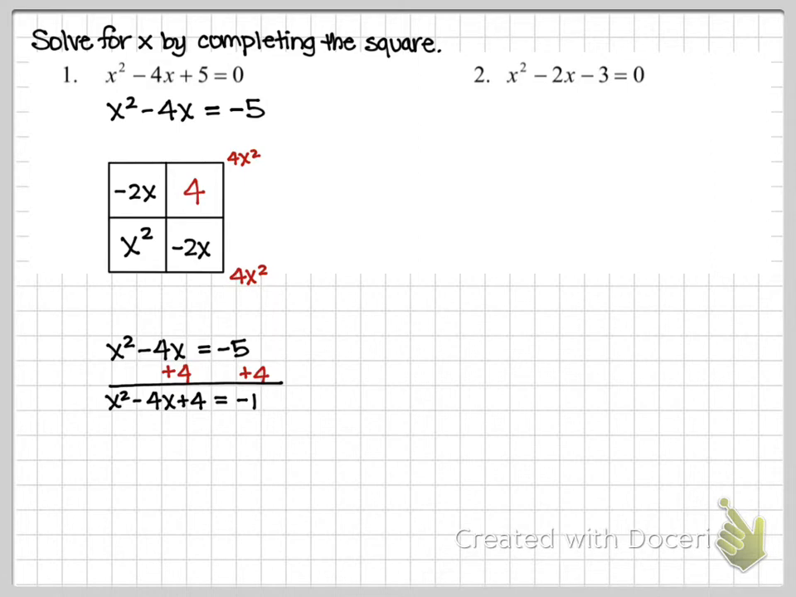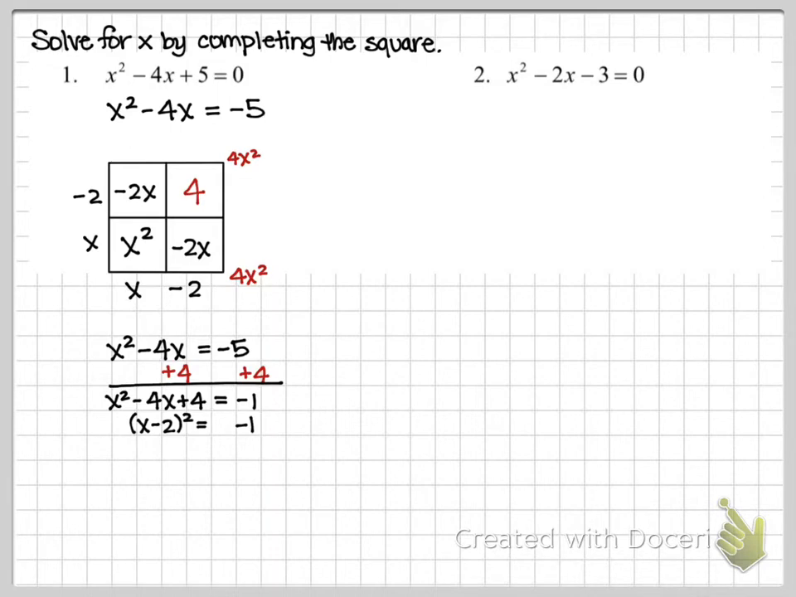Back to the boxes. Now let's factor. X minus 2. These better be the same dimension since we made a square out of this. So this is x minus 2 squared. This is x minus 2 squared is equal to negative 1.